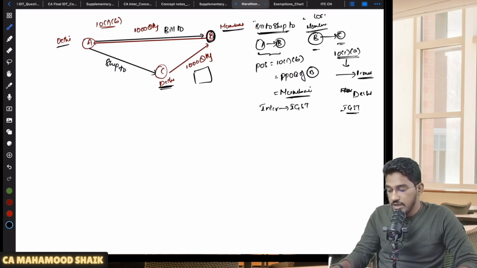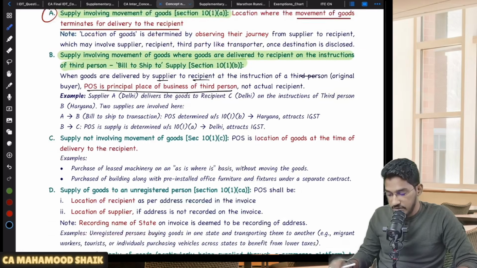So generally in the entire B2C, in the entire bill to ship to scenario, there will be two transactions involved. One transaction will be bill to ship to, which will be governed by Section 10 subsection 1 clause B. Another transaction will be a normal transaction, which will be governed by Section 10 subsection 1 clause A. I hope you're all clear about it. So we have covered 10 subsection 1 clause A, 10 subsection 1 clause B.